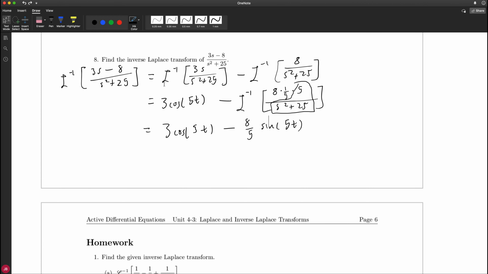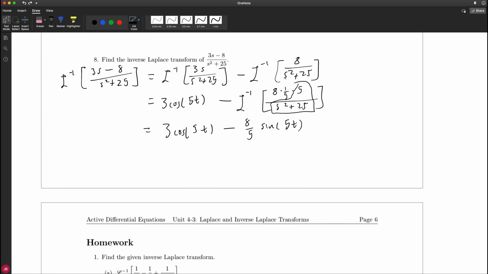And now the first one is easy. You look at the chart, it should be near the bottom. You have cosine of bt, the Laplace of that is s over s squared plus b squared. Well, notice here's my s, and b looks to be 5. So I think this is just 3. Notice this factor of 3 can really just push out here if you like. This is just 3 times the cosine of 5t.